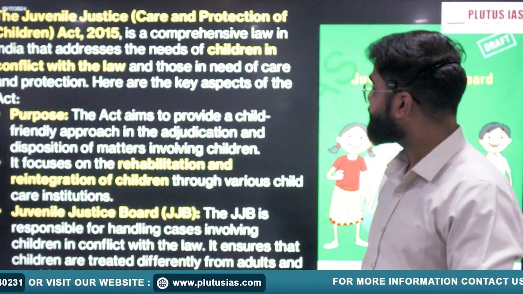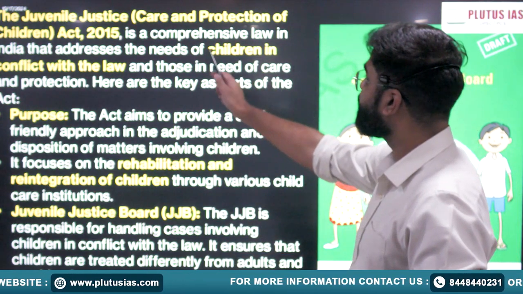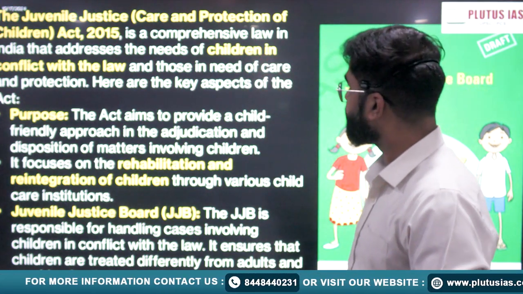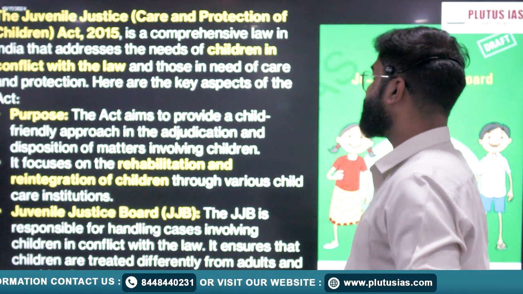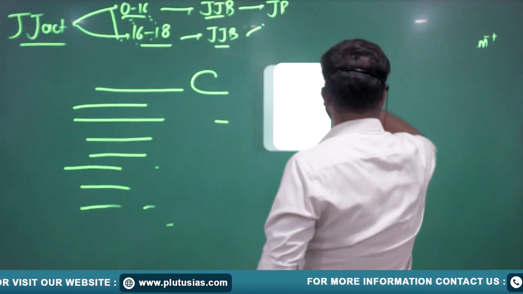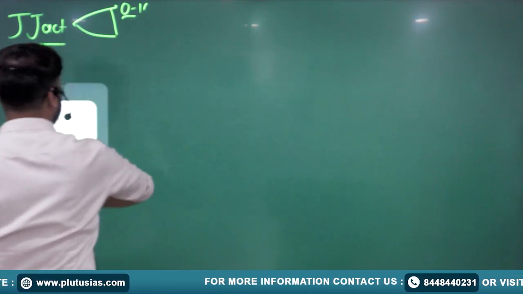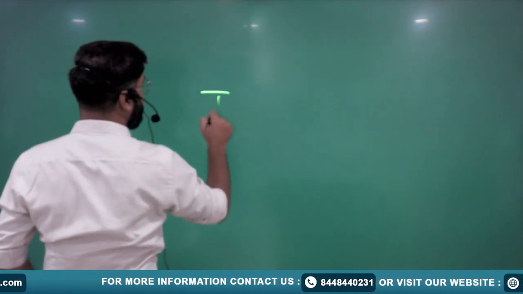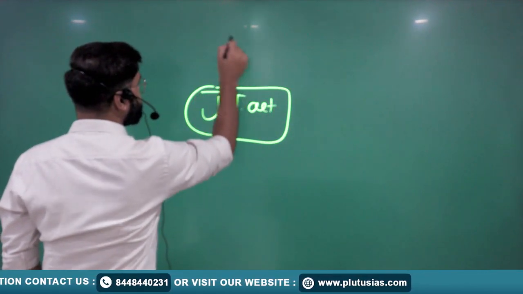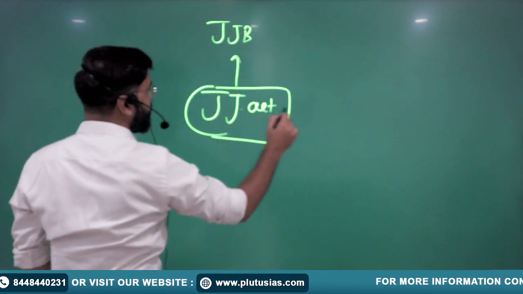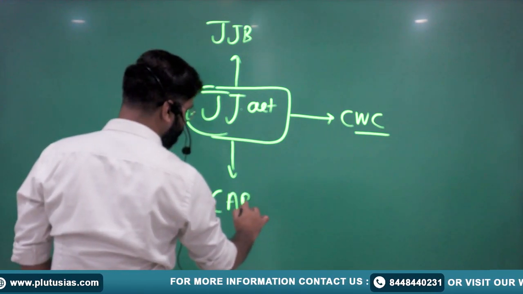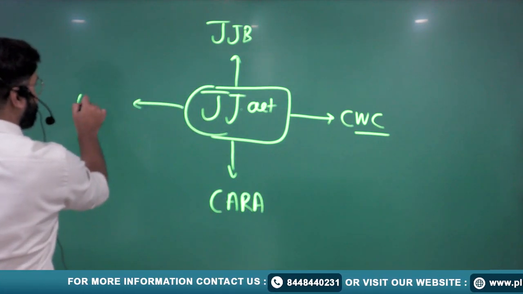Next, Juvenile Justice Act. Let us look at it a little. It is the comprehensive law in India that addresses the needs of children in conflict with the law and those in need of care and protection. Here are some of the key aspects. Basically, Juvenile Justice Act is all about four things. First thing is Juvenile Justice Board. Second thing is Child Welfare Committee. Third thing is CARA. And fourth thing is other provisions.